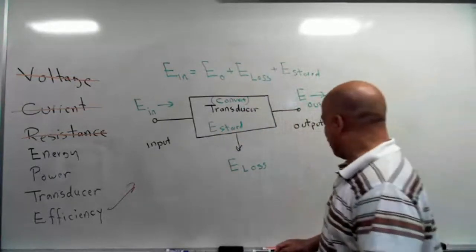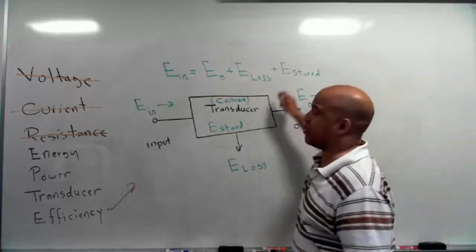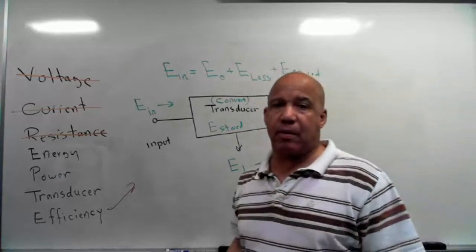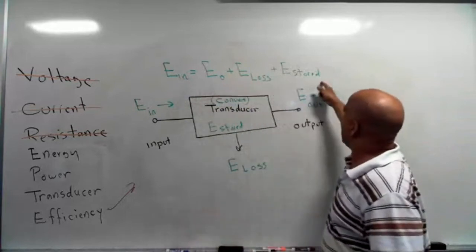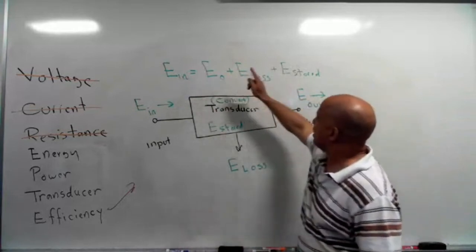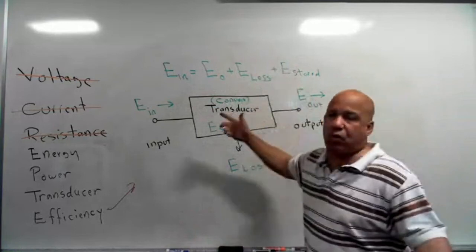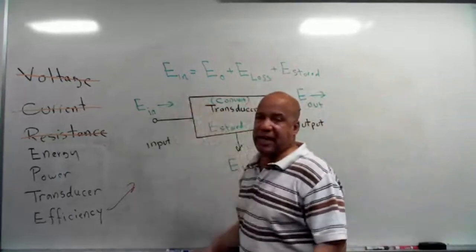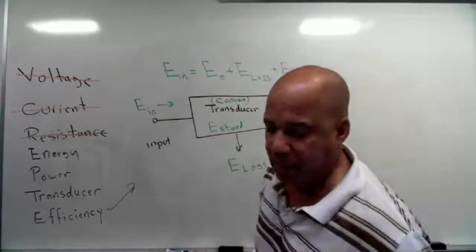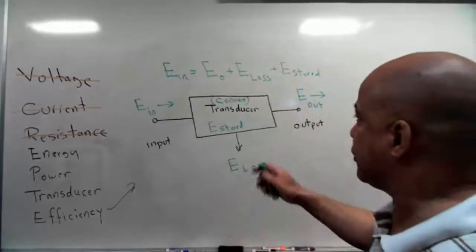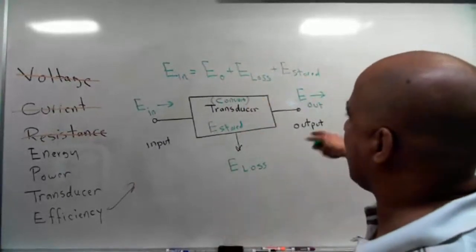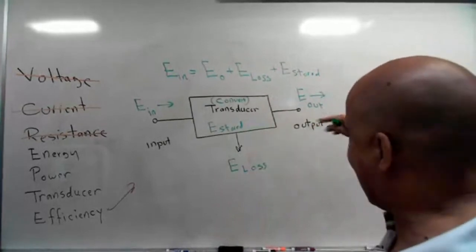So the idea is you want this and this term to be as small as possible. But to describe the whole system, you need all these terms: E out plus E lost plus whatever is stored equals what goes in. Basically, that's a statement of the conservation of energy principle, which means energy can't be created or destroyed. You have to be able to account for all the energy going in and out of the system.